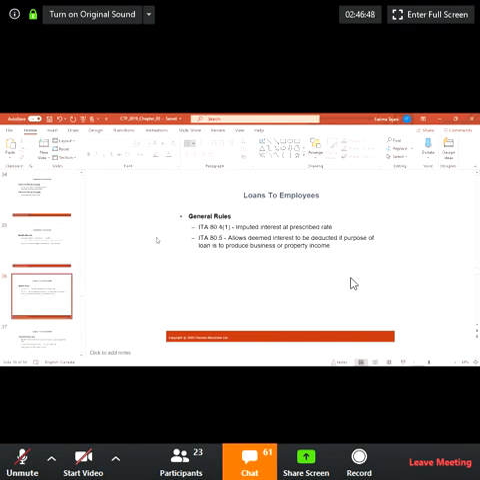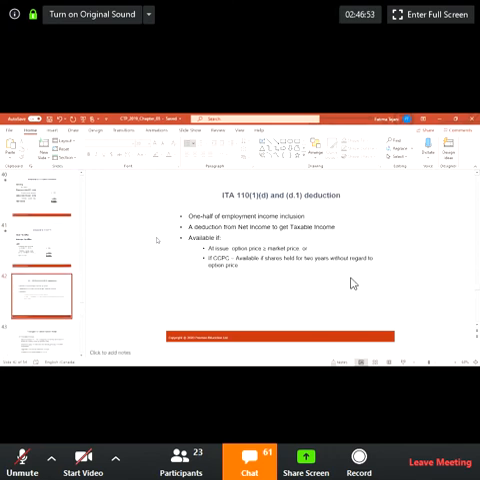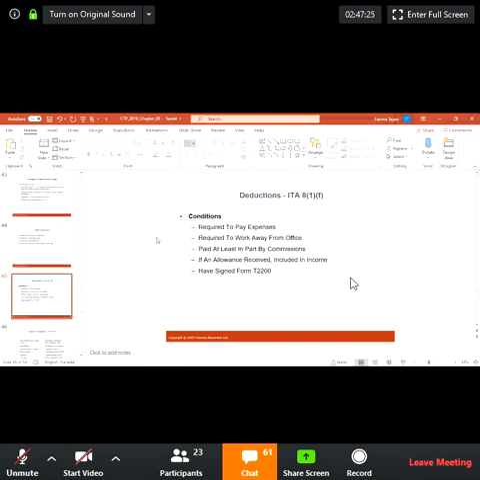Loans, we talked about loans as well: home purchase loans, stock options, deductions, and other inclusions. We also talked about payment by the employer to the employee, and forgiveness of an employee loan. Housing loan reimbursement is also a kind where, as a reimbursement, it's included in the taxable benefit. Discounts on employees' merchandise are tax-free in specific cases, but in other situations they are a taxable benefit.